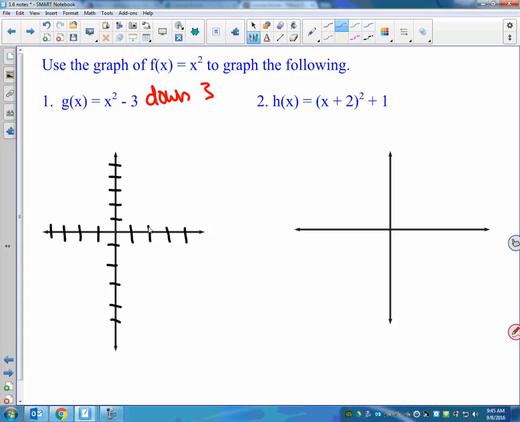Okay, so I'm going to graph x squared, f of x, first. You should know x squared starts at (0, 0). And then if you plug 1 in, you get 1. You plug -1 in, you get 1. If you plug 2 in there, you get 4. So if you go over 2, you can go up 4. And that works the same way over here, over 2, up 4. And you get that lovely parabola shape.